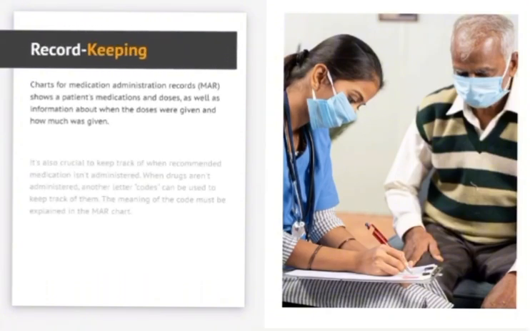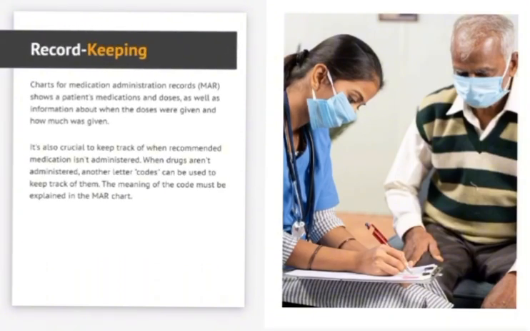record keeping. Charts for medication administration records, MAR, show a patient's medications and doses, as well as information about when the doses were given and how much was given. It's also crucial to keep track of when recommended medication isn't administered. When drugs aren't administered, other letter codes can be used to keep track of them. The meaning of the code must be explained in the MAR chart.